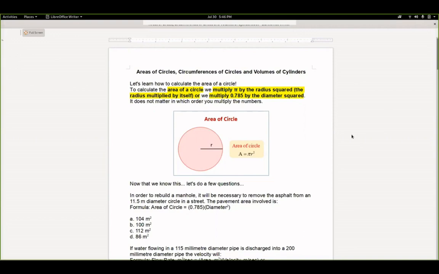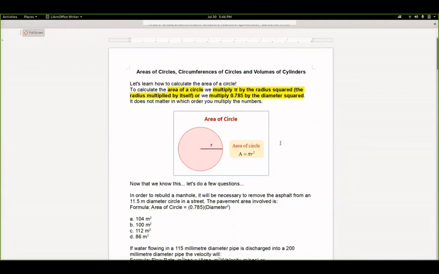It does not matter in which order you multiply the numbers because multiplication is commutative, which means that when you're multiplying two numbers together, it doesn't matter what order you multiply them in. For example, 3 times 4 is the same thing as 4 times 3, both equal 12. And it also doesn't matter when you have three numbers what order you multiply them in. So for example, 2 times 3 times 4, you can do 2 times 3 times 4, which is 12. So 2 times 12 is 24. Or you can do 2 times 3, which is 6, times 4, and 6 times 4 is 24.